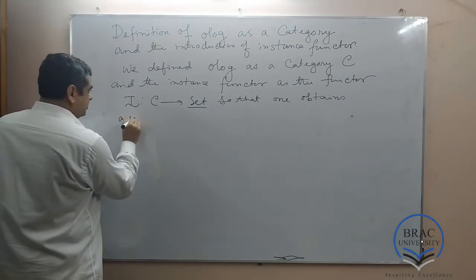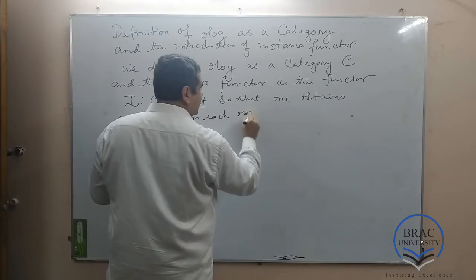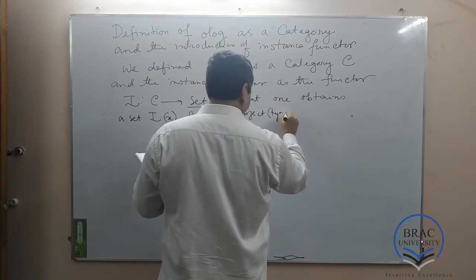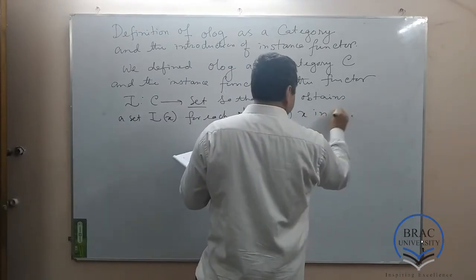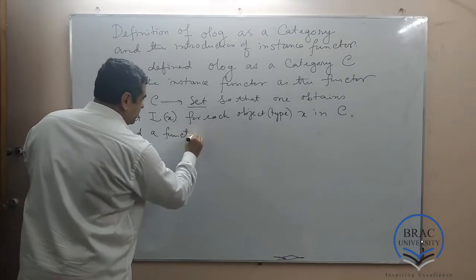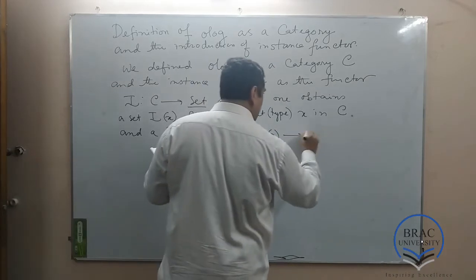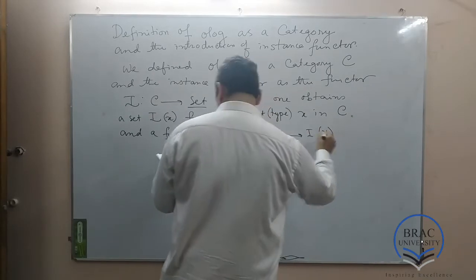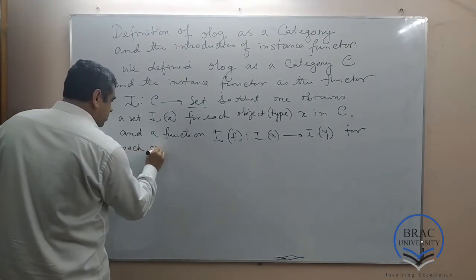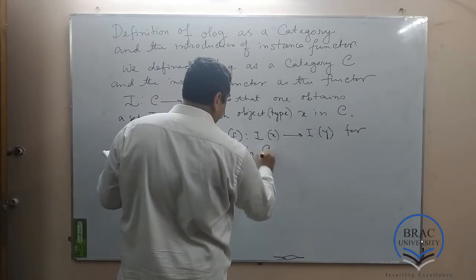a set Ix for each object X. Well, objects are certainly types of the given Olog, X in C, and a function If from Ix to Iy, a function between sets, for each arrow f from X to Y in C. This part we have discussed, okay?